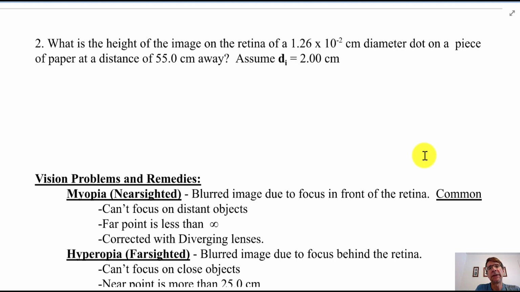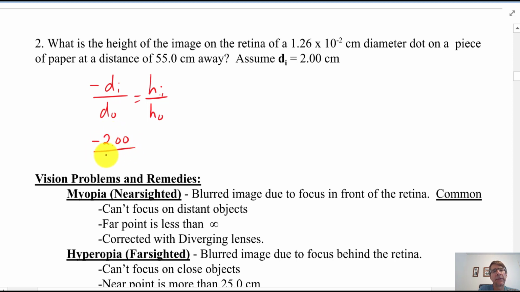So once again, d sub I is 2 centimeters. I'm going to use the other equation now: negative d sub I over d sub O equals h sub I over h sub O. So it's just a plug-in. The image distance has to be negative 2.00. The object is 55. As long as you stay in centimeters, everything will come out in centimeters. These are ratios, so I didn't have to go to meters here. This is the one exception. 55.0 is my object distance.